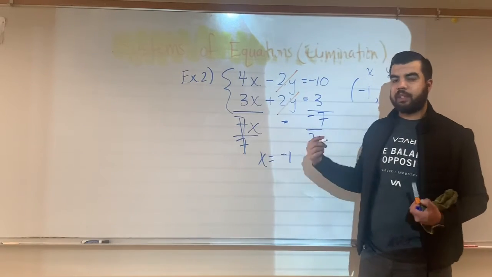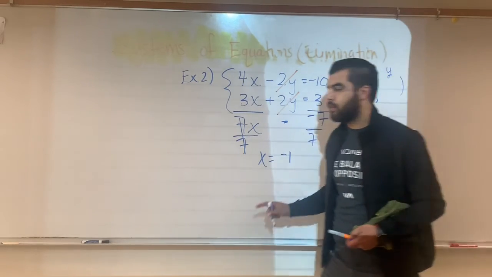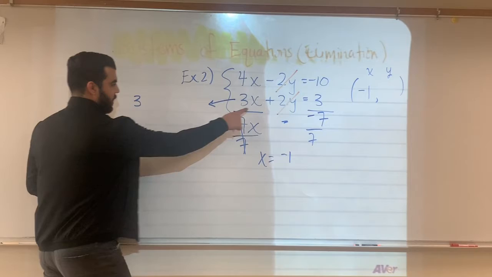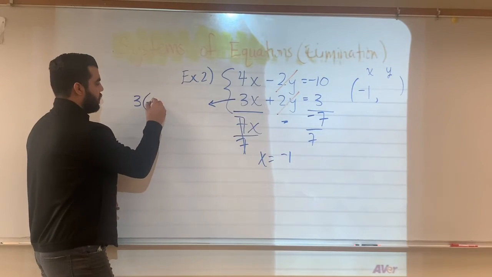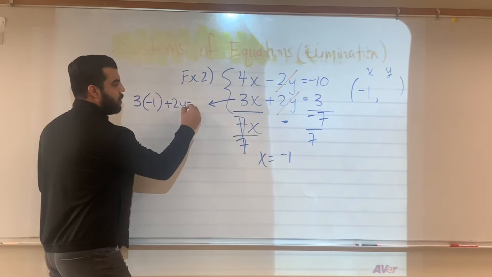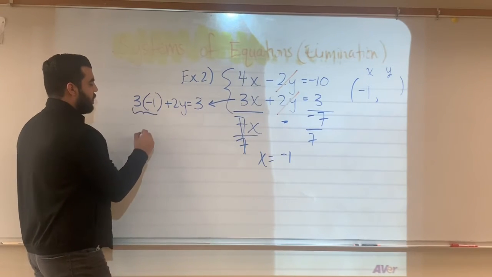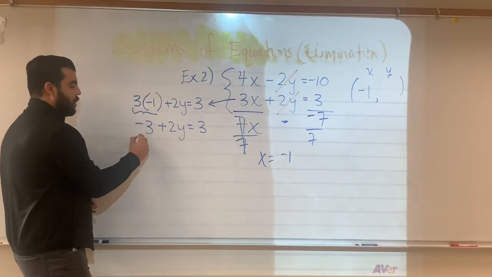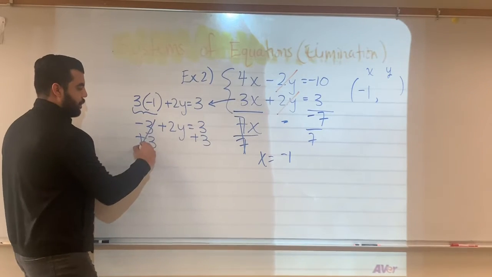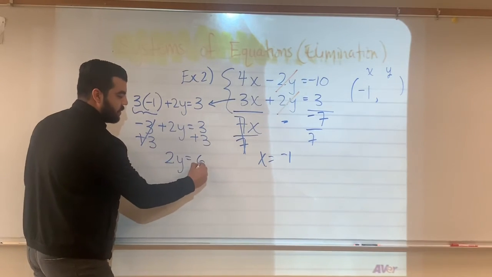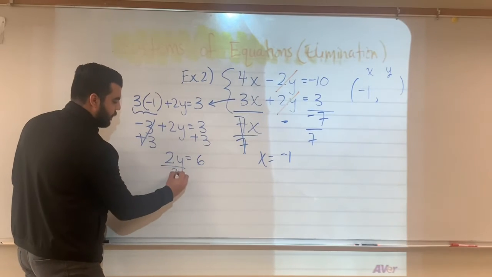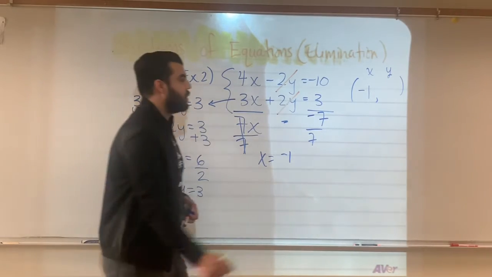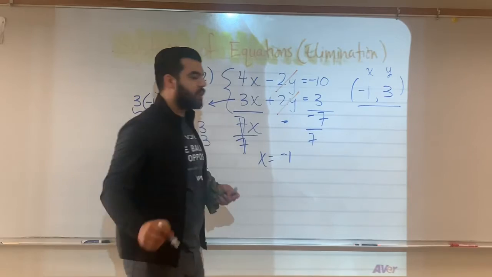Pick one of these equations, whichever one looks easiest, and substitute that value. So in this case, I'm going to use this one. 3, instead of x, I'm going to use negative 1, plus 2y equals 3. 3 times negative 1 is negative 3. Bring these down. Move the negative 3 over. So we get 2y equals 6. Divide both sides by 2. y equals 3, which is our missing piece. y equals 3. That is my answer. (-1, 3).